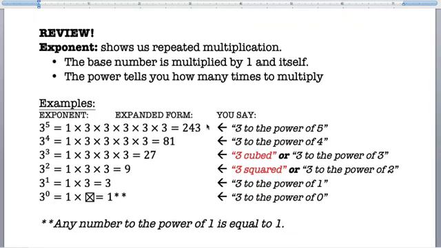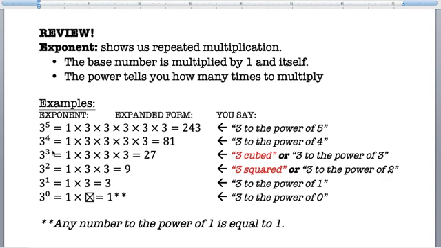Remember that exponents show us repeated multiplication. The base number is that normal size number that is being multiplied by 1 and itself again and again. The power, that little number on the top right-hand corner, tells you how many times you're actually going to multiply. So for example, with the base of 3 here, if it were 3 to the 5th power, it would be 1 times 3, 5 times, which will get you 243.